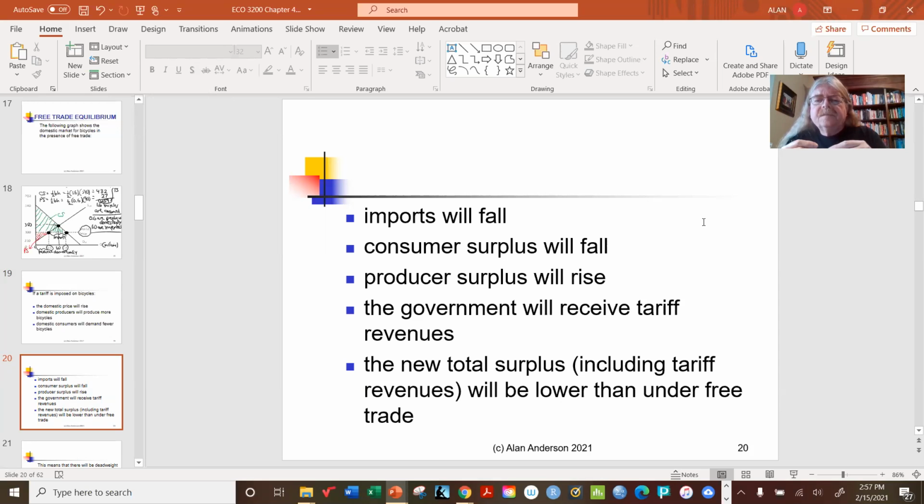But in general, when this happens, the total surplus, including the tariffs, will be lower than it was with free trade. So that's kind of the bottom line. Total surplus falls, and that's even including the tariff revenues when a tariff is imposed.